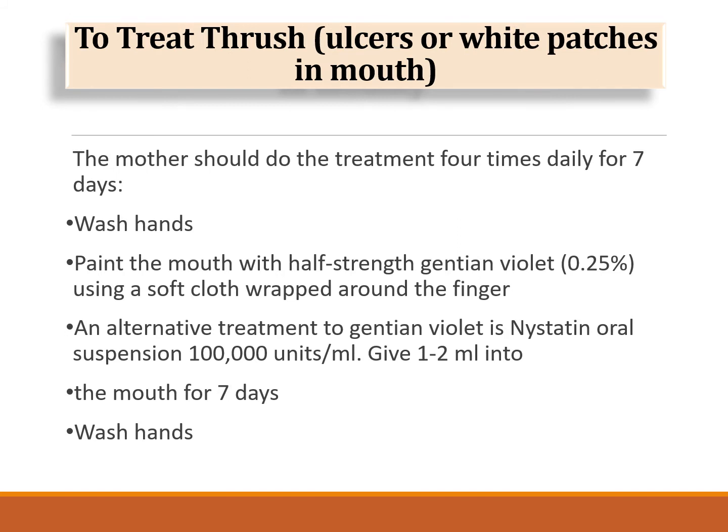To treat thrush, ulcers or white patches in the mouth, the mother should do the treatment 4 times daily for a week. First, wash your hands, then paint the mouth with half-strength Gentian violet. So the full strength is 0.5%, the half strength would be 0.25%, using a soft cloth wrapped around the finger. An alternate treatment to Gentian violet would be giving nystatin oral suspension at around 100,000 units per ml. Give 1 to 2 ml into the mouth for 7 days, then wash the hands.